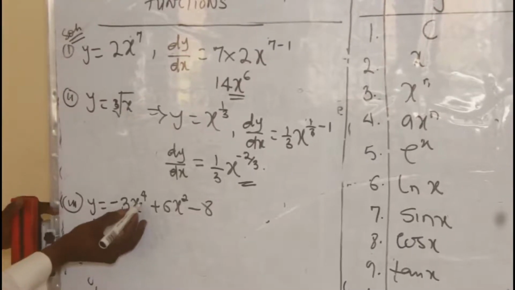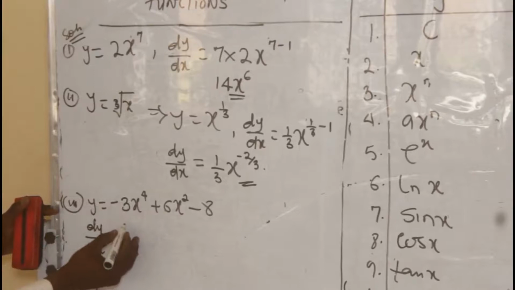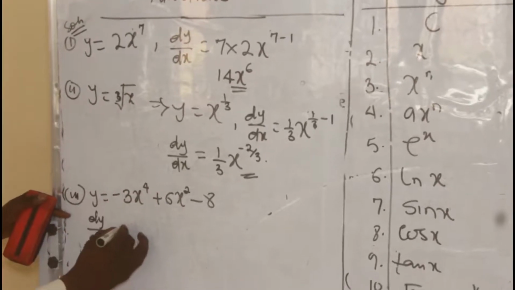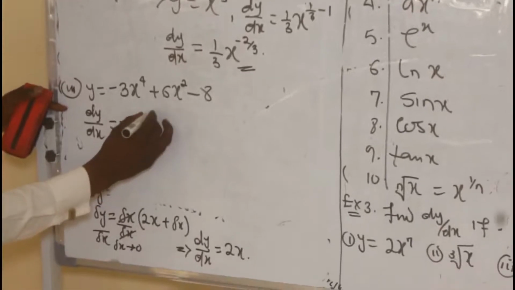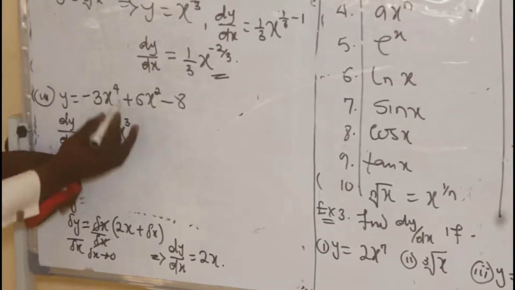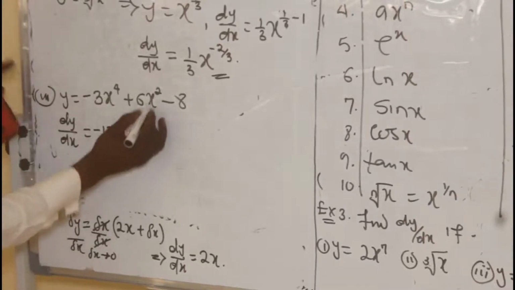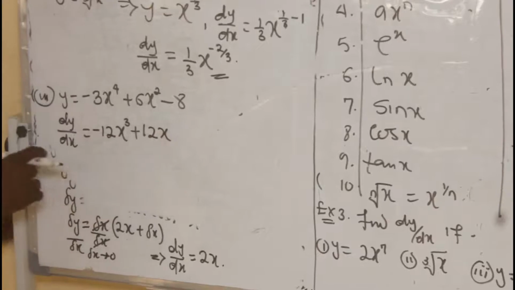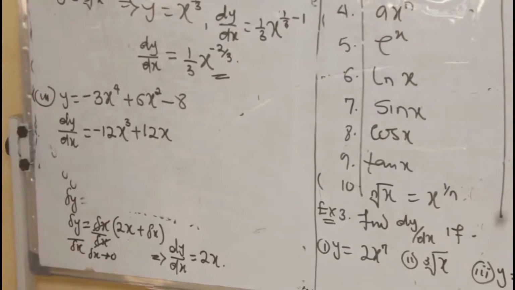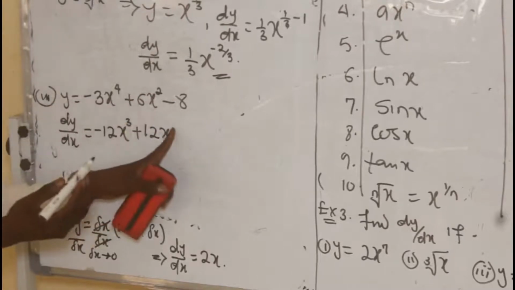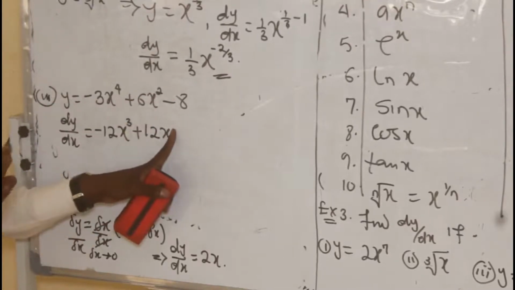Well, let's differentiate this one. The power is coming back, it's multiplying this. What are you going to have? 4 times minus 3, minus 12x raised to the power of 3. Is it true? Because 4 times minus 3 is minus 12. So 4 minus 1 is 3. Plus, if this one comes back, it's going to be 12x. I hope you understand how we get 12x. Because 2 times 6 is 12. 2 minus 1 is 1. You don't need to put 1 here. It's just 12x. Are we there?